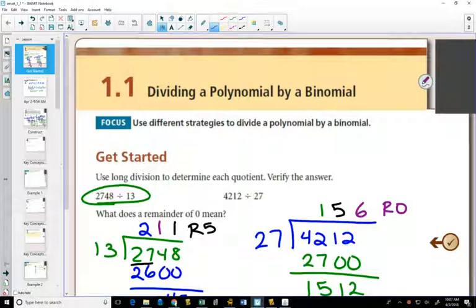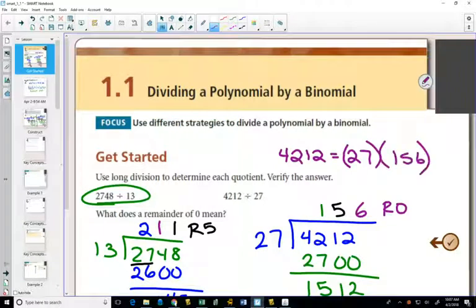And when it works out perfect, just like this, what does this mean? When we did 4212 divided by 27, got 156 perfectly, what we can tell ourselves is that 4212 is equal to 27 times 156. That works out perfectly.